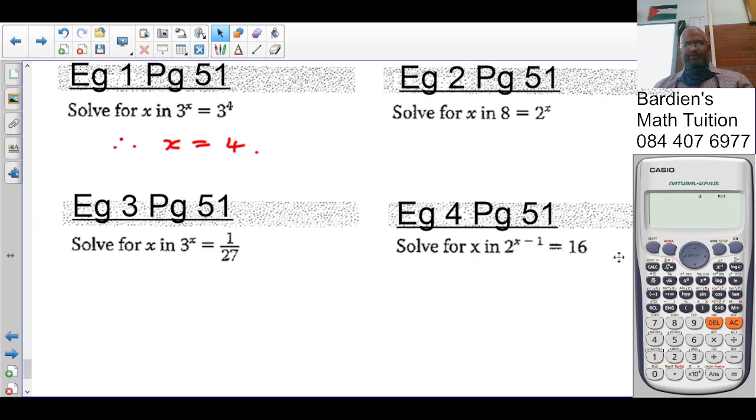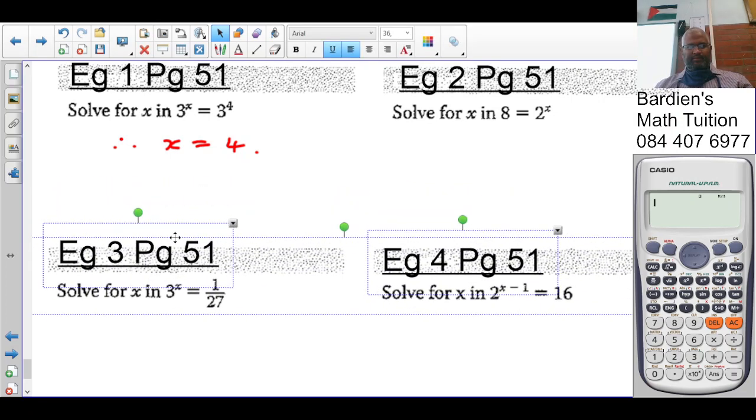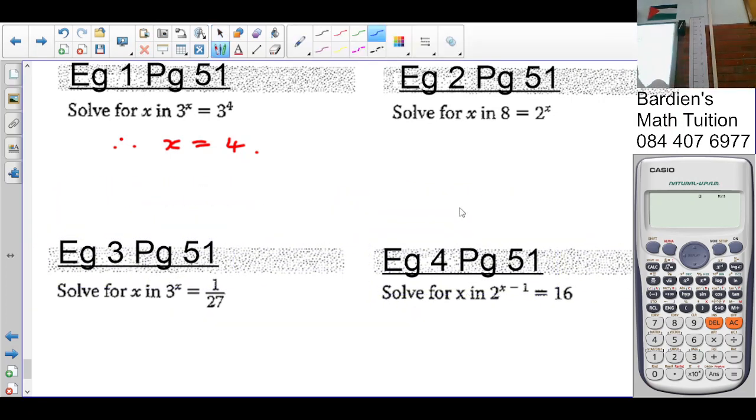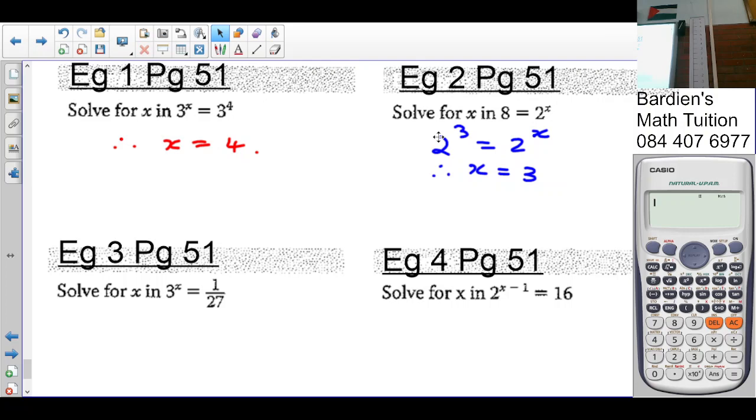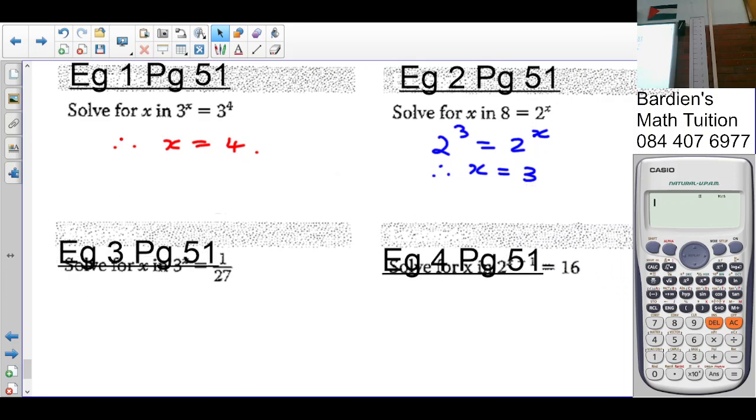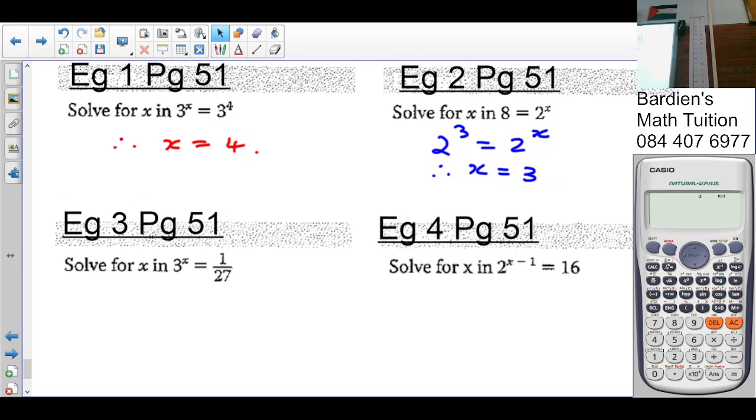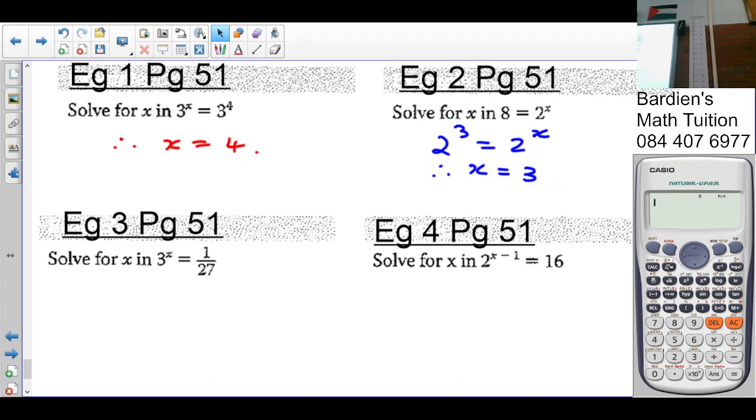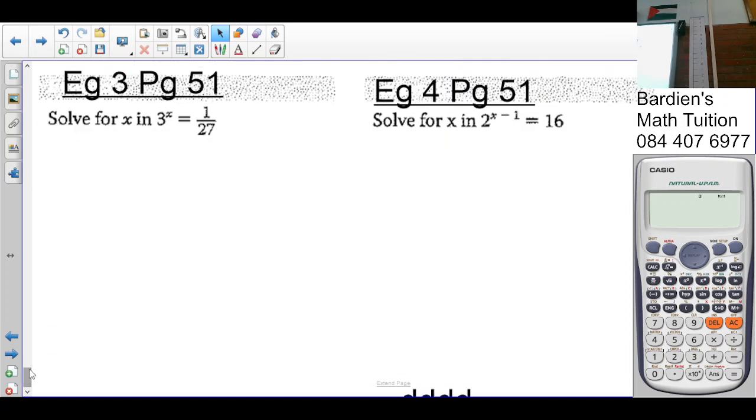Right. So we said 8 can be written as 2 cubed equals 2 to the x. Therefore, 3 is equal to x, so x is equal to? Any confusion here? No? Right. Here's the next 2, examples 4 and 5 on the same page. Looking at example 3 on page 51.